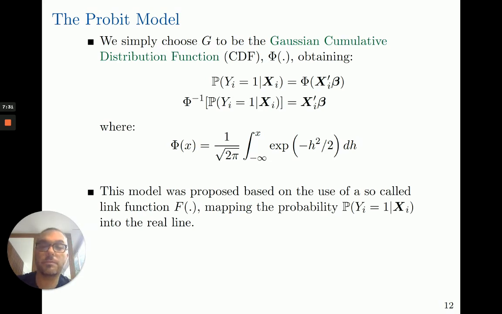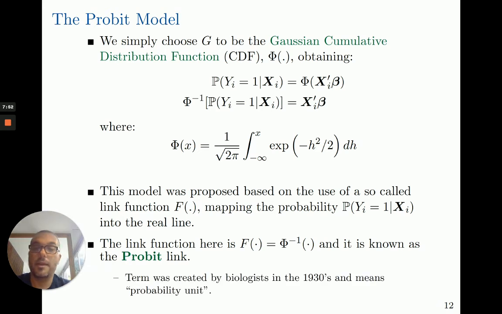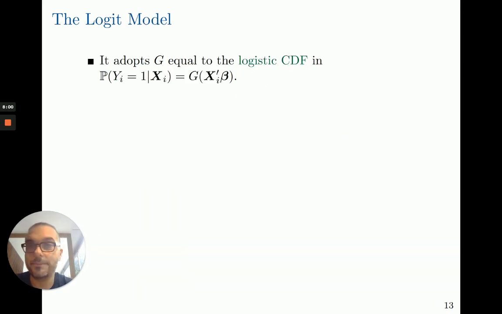So this model was proposed based on the use of a link function f that maps the probability into the real line. And the link function here, f, is just the inverse of the CDF, and this is called the Probit link. The term was created by biologists in the 1930s and means something like probability unit.